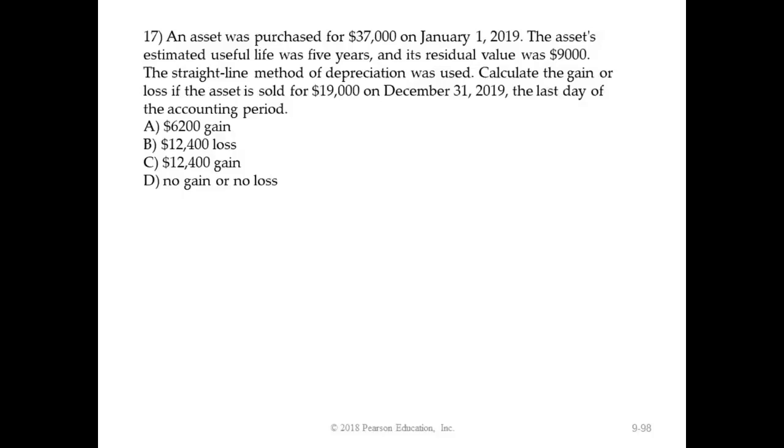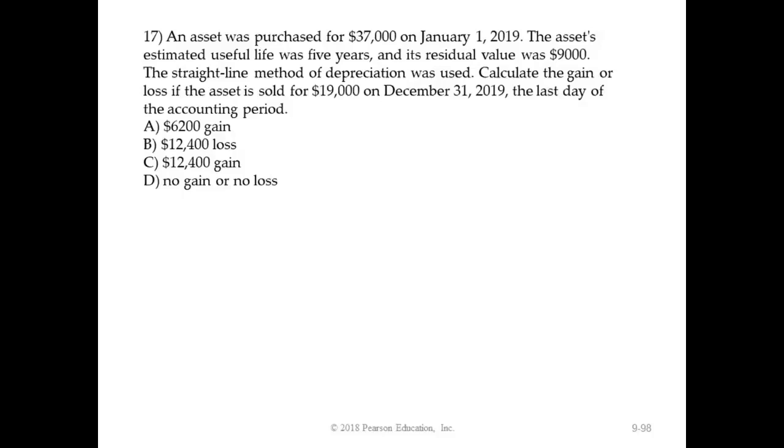17. An asset was purchased for $37,000 on January 1, 2019. The asset's estimated useful life was 5 years, and its residual value was $9,000. Straight line method of depreciation was used. Calculate the gain or loss if the asset is sold for $19,000 on December 31st, the last day of the accounting period. So we've got $37,000 on the asset. Residual value was $9,000, and estimated useful life was 5 years.